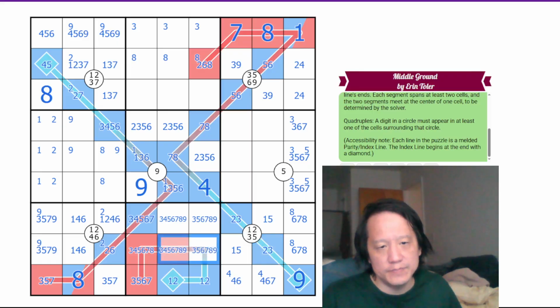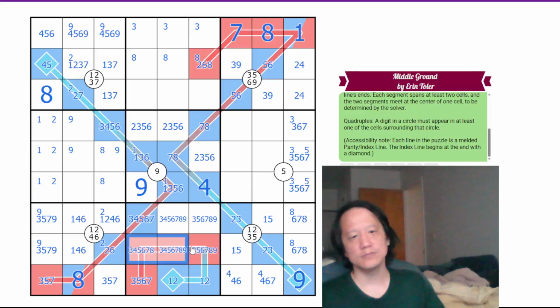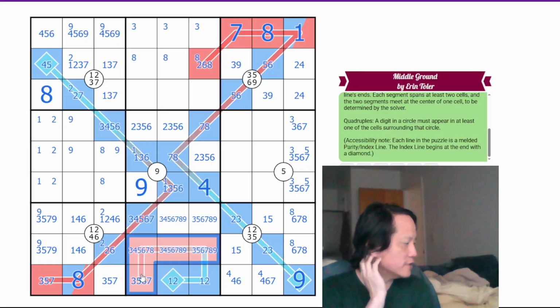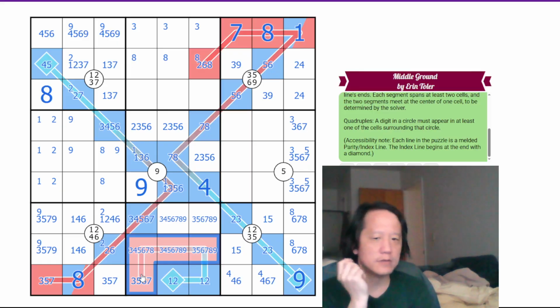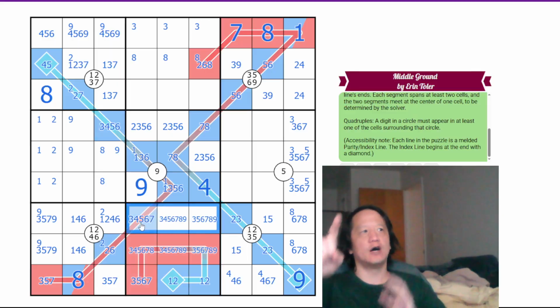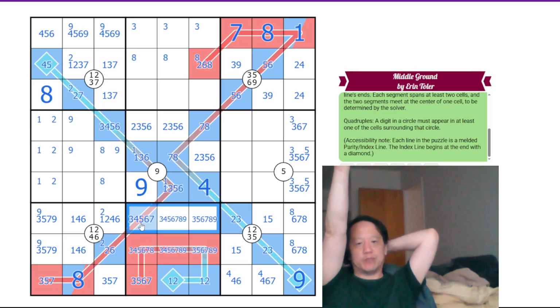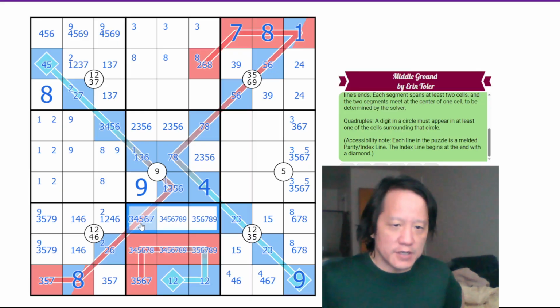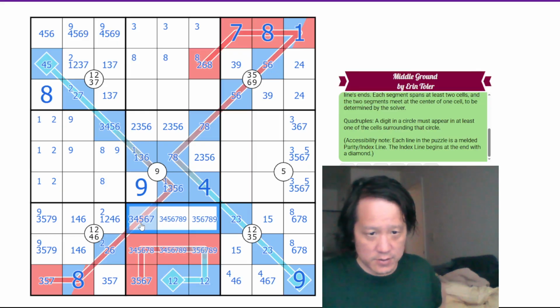Therefore, this can't be the melding point. We have to have at least that being parity there. We have 4 cells on the parity line, which means we have an odd-even split there. So this must be 2 odds and 1 even in the rest of the box. 2 odds and 1 even.